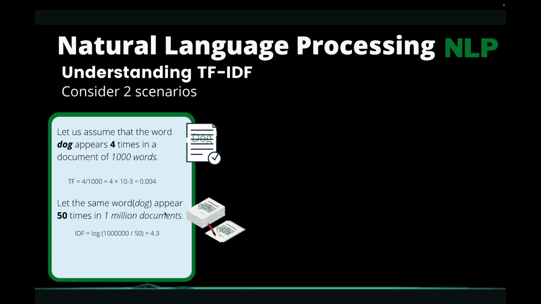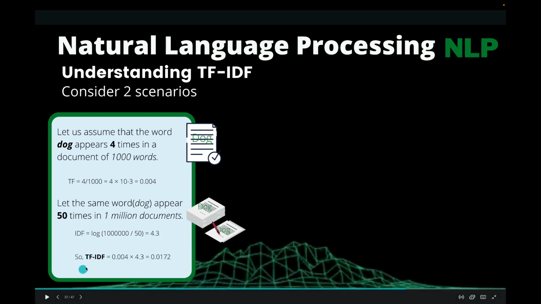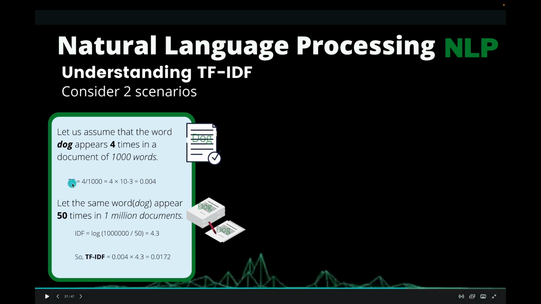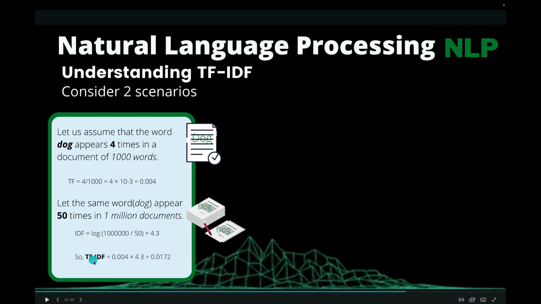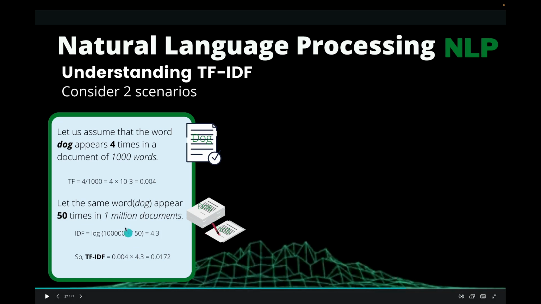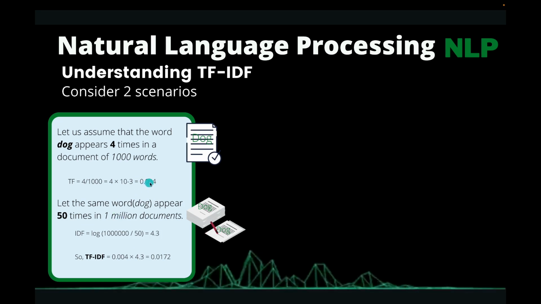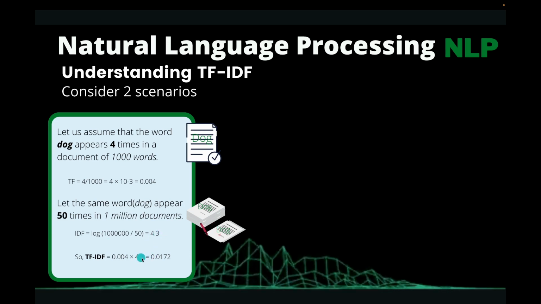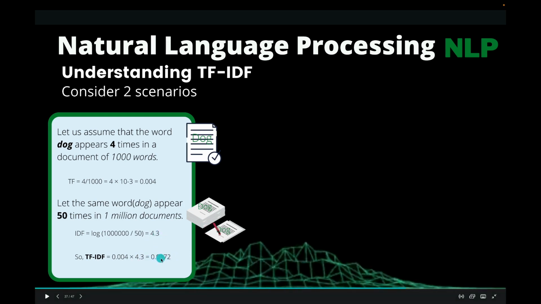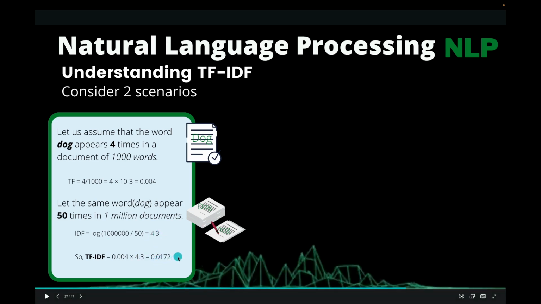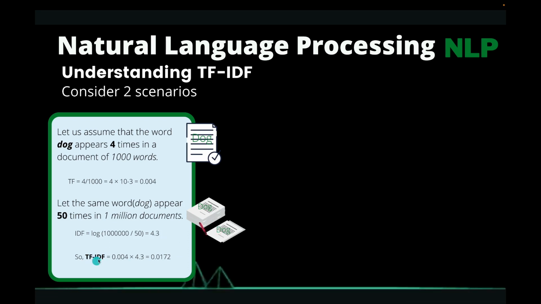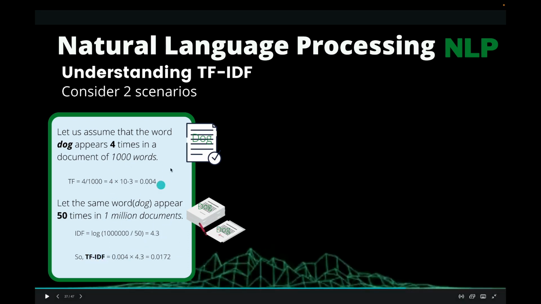Now if we calculate the entire TF-IDF, remember here we have calculated the TF, and here we have calculated the IDF. So we multiply this one, 0.004, which is the TF, by the IDF, which is 4.3, and in total we have 0.0172. So now we have been able to calculate the TF-IDF of this scenario.